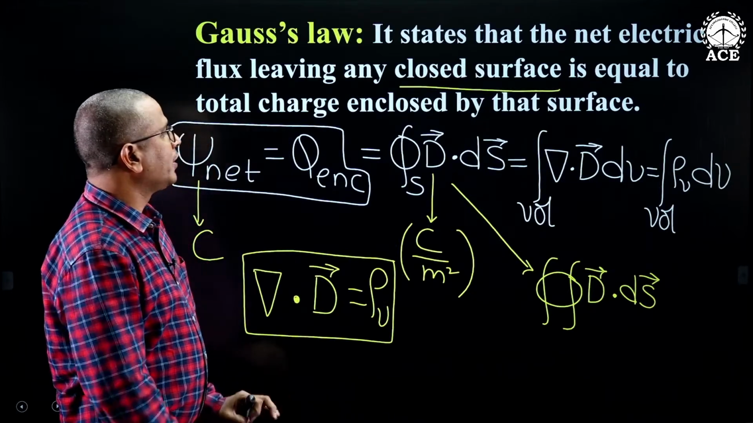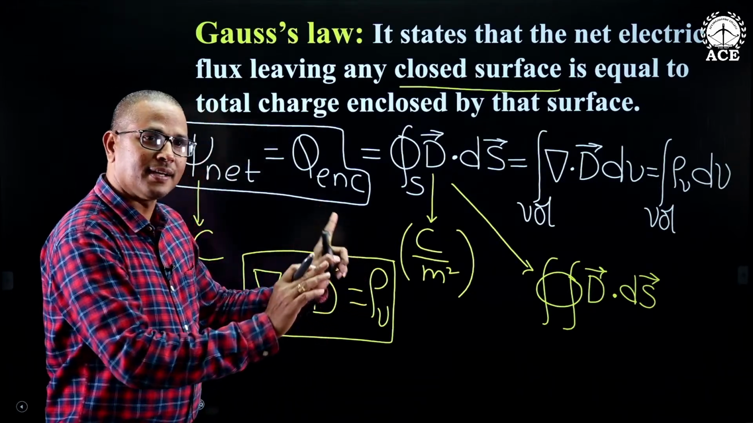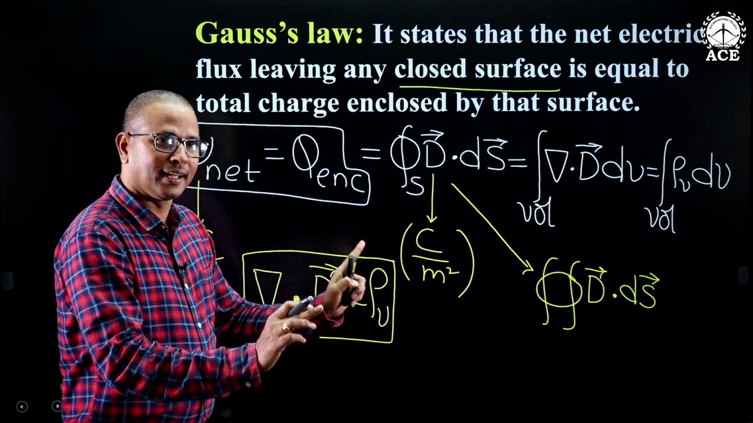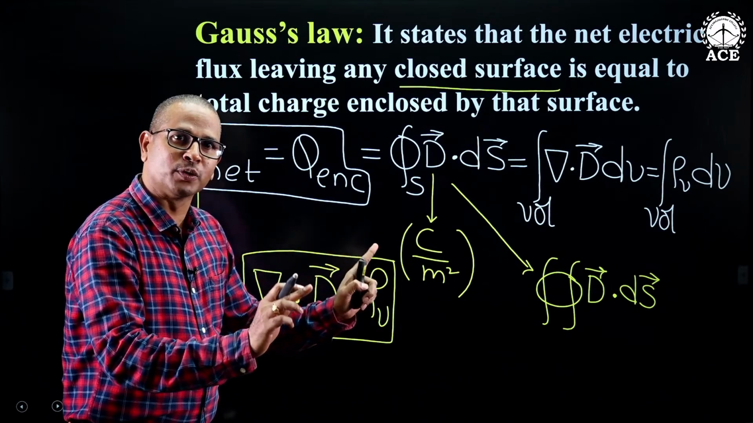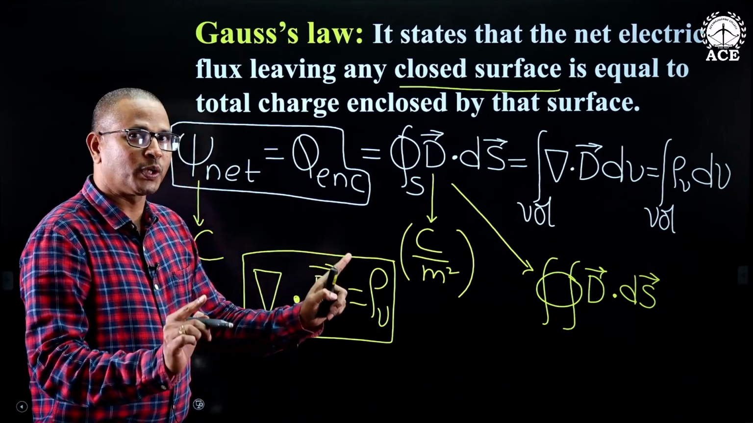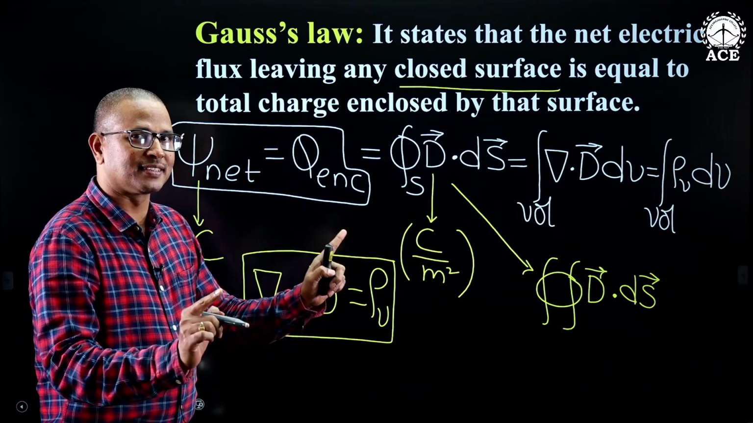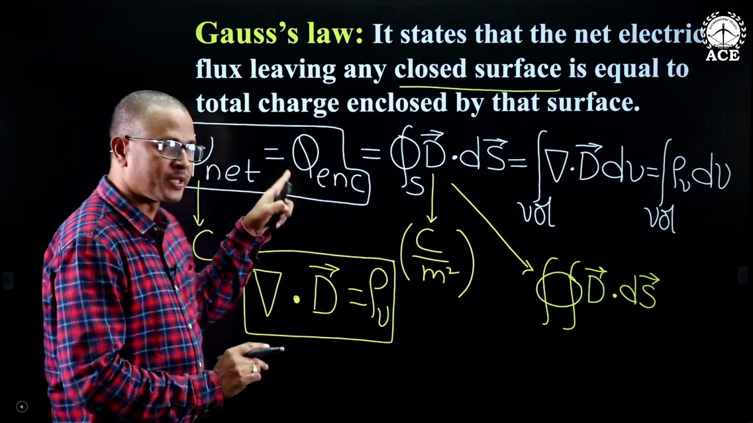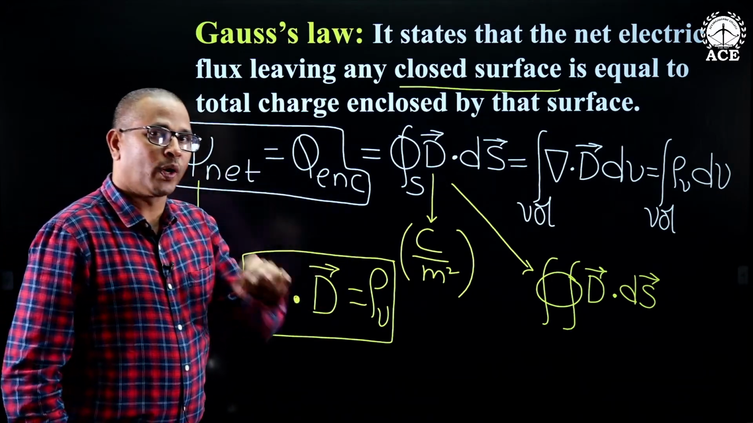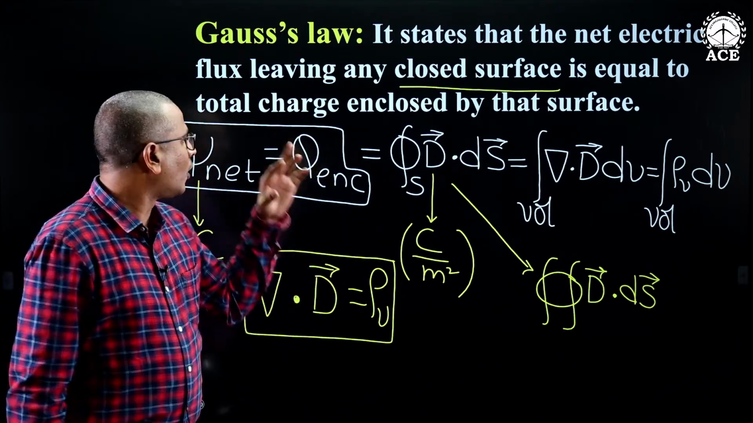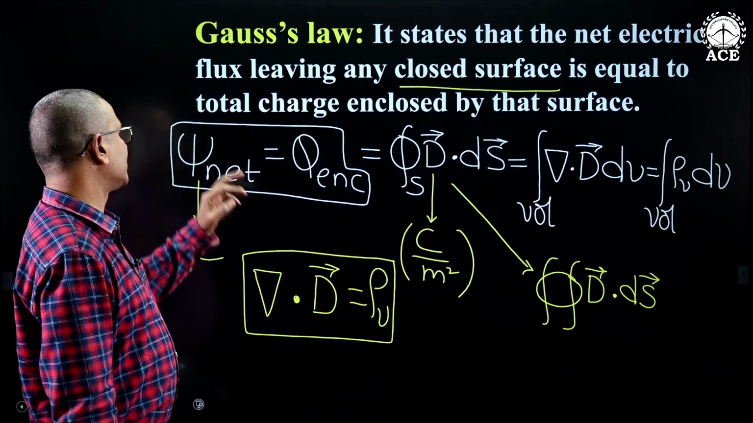Dear students, I am just giving you a summary of this Gauss law. Gauss law states that the net electric flux leaving any closed surface is equal to the total charge enclosed by that surface. So if you observe here, there are various models or problems they can put on this concept.